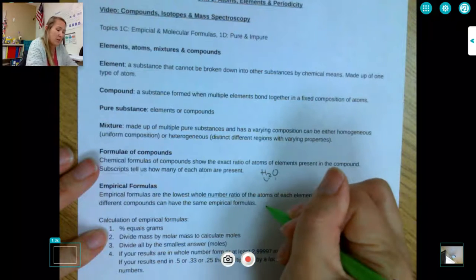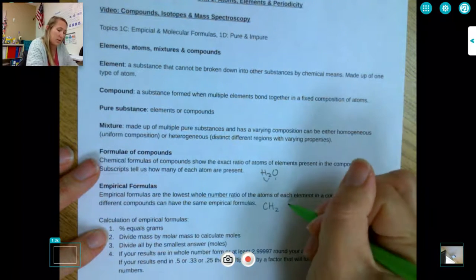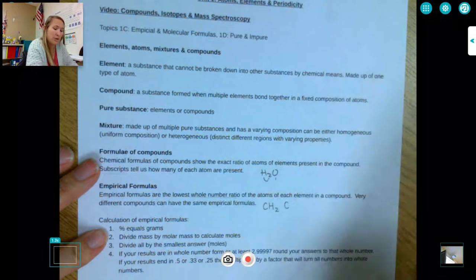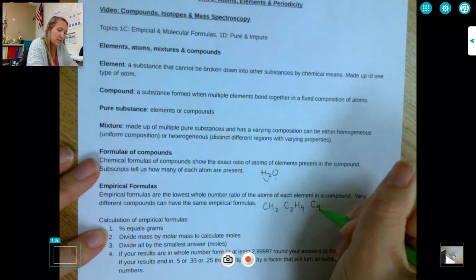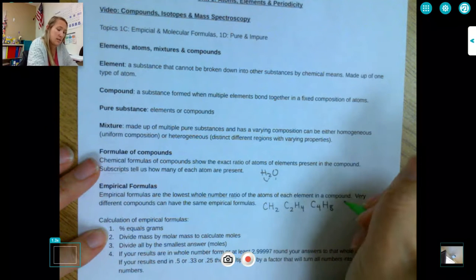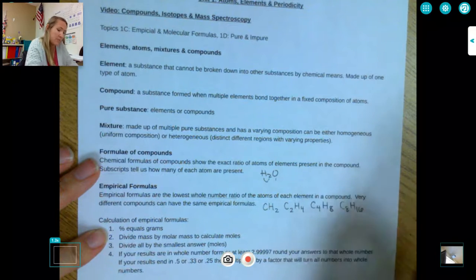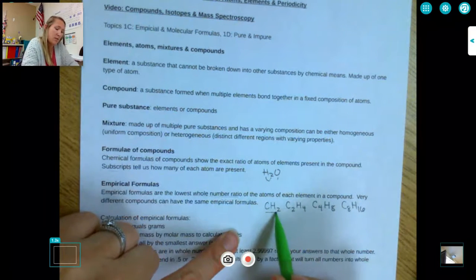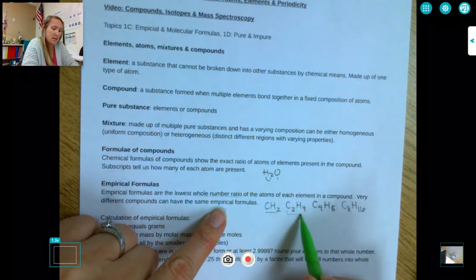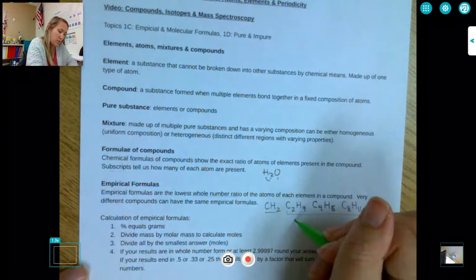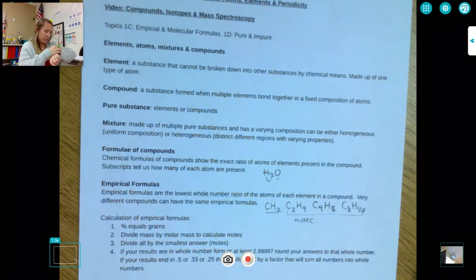So I could have the empirical formula CH2, which can also be an empirical formula of something like C2H4, C4H8, C8H16, right? This is my empirical formula. It's the lowest whole number ratio of carbons to hydrogens. These would all be molecular formulas because there's some multiplier bigger.